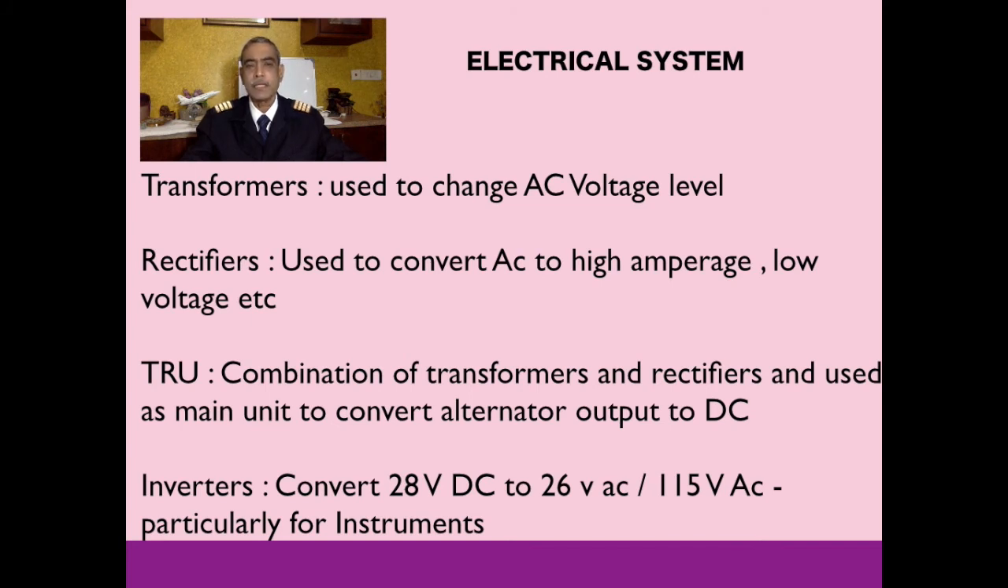There are some TRUs, combination of transformers and rectifier units, which are used as the main unit to convert alternate output to DC, and there are some inverters which convert 28 volt DC to 115 volt, particularly for instruments, especially in case of emergencies. So there are a series of them. In fact, there are some equipment which have their integral power unit, power batteries, which means even if all the power supply were to be removed, those would continue to be serviced. That's what we need to understand.